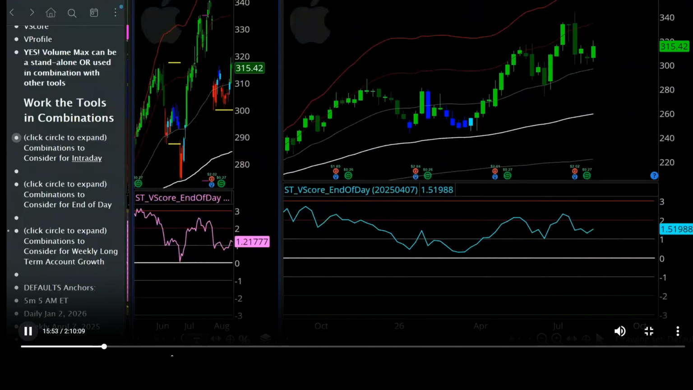Actually, the best time frame to trade on Apple, based on its candle color and frankly structure, is the weekly. The weekly chart for a long-term account growth. Okay, Rog, how will we set that up?